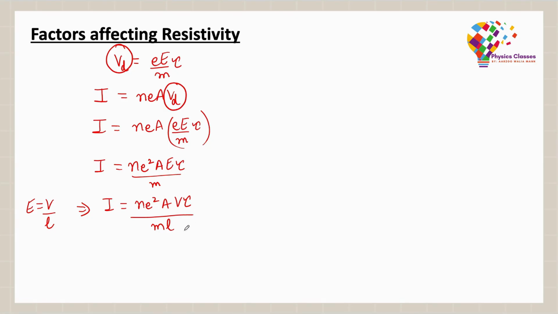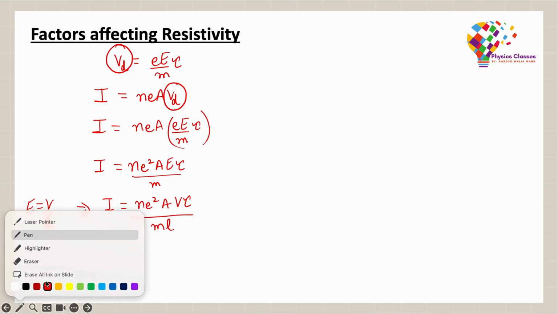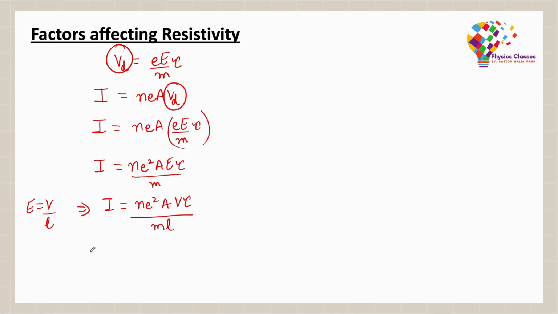On further simplification, I can rearrange this expression to give me V by I. So V by I would give me m L by n e square A tau. Now V by I we know is nothing but resistance. So this expression is equal to R.